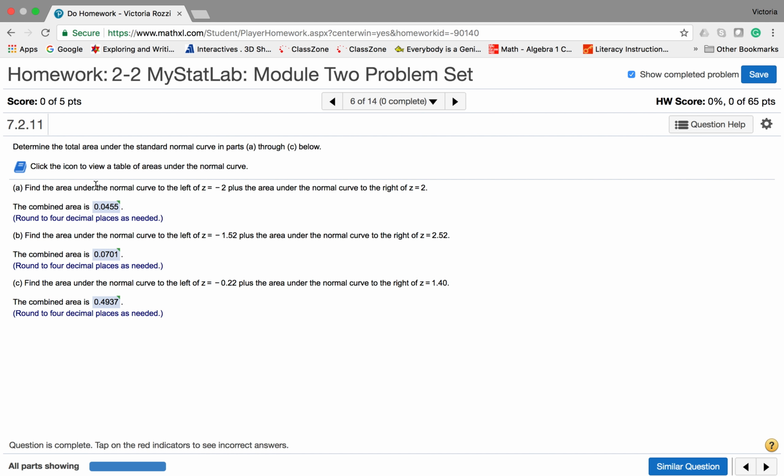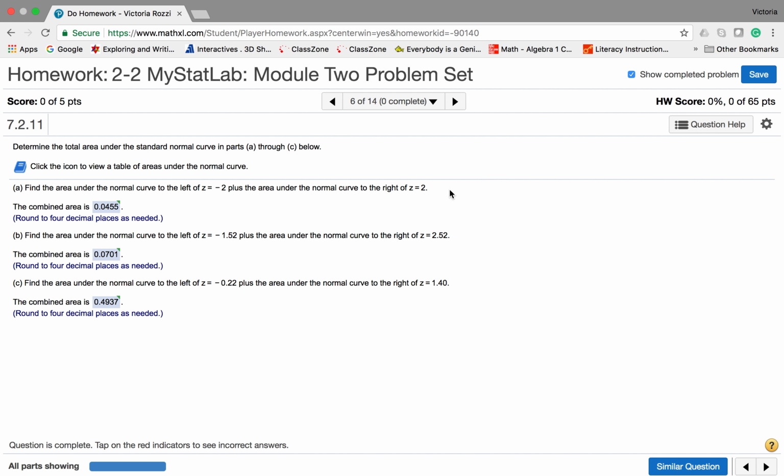In letter A, we have to find the area under the normal curve to the left of z equals -2, plus the area under the normal curve to the right of z equals +2. First of all, the normal curve is symmetric, and I'm going to show you what I mean in a second. So the area to the left of -2 and the area to the right of +2 should be the same. Once we get the area of one of these, we can just multiply it by 2.